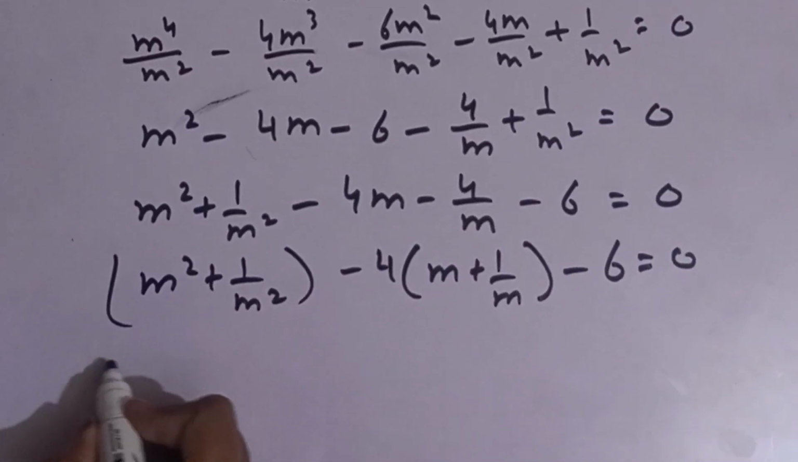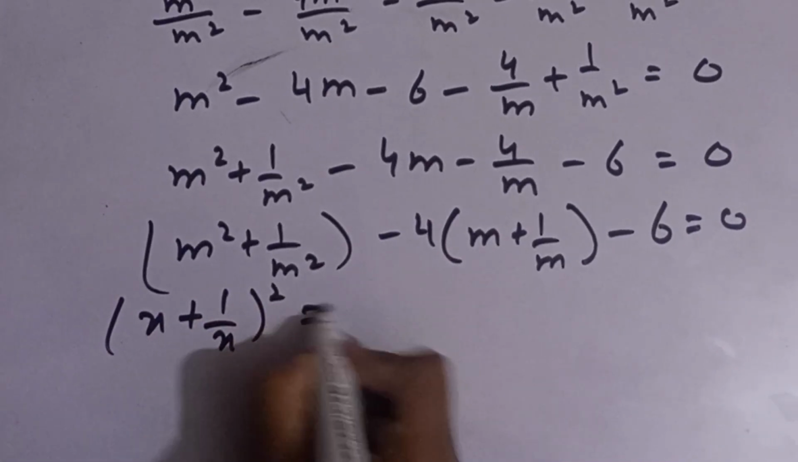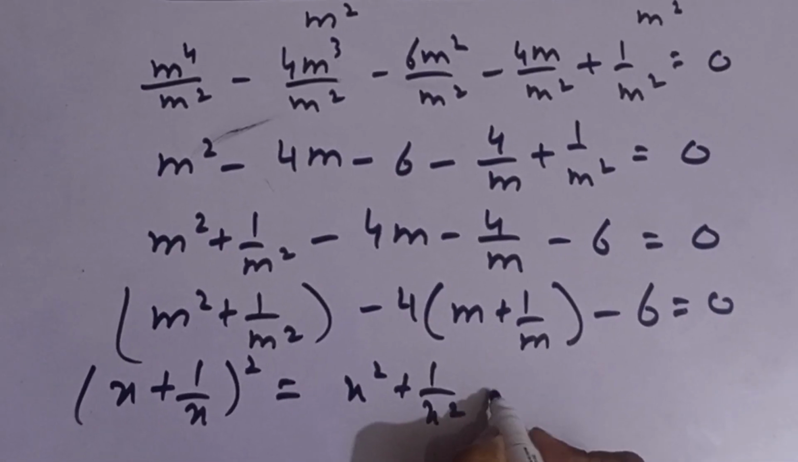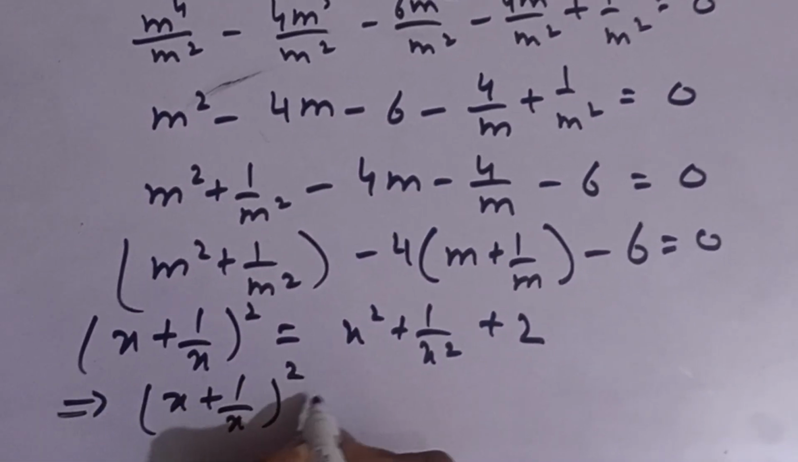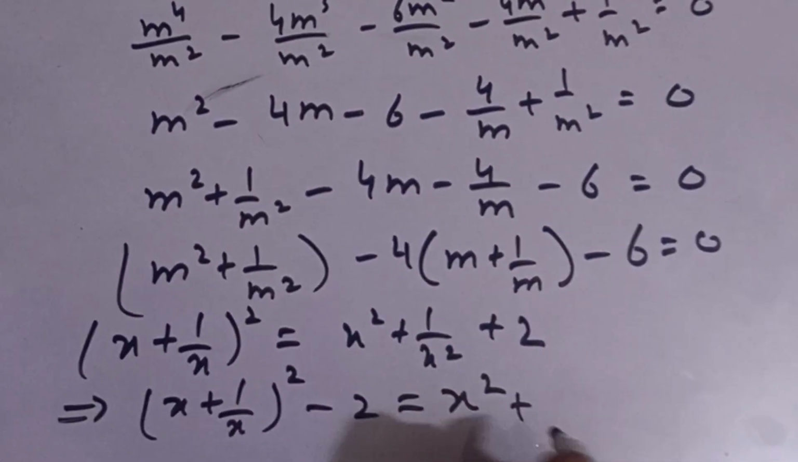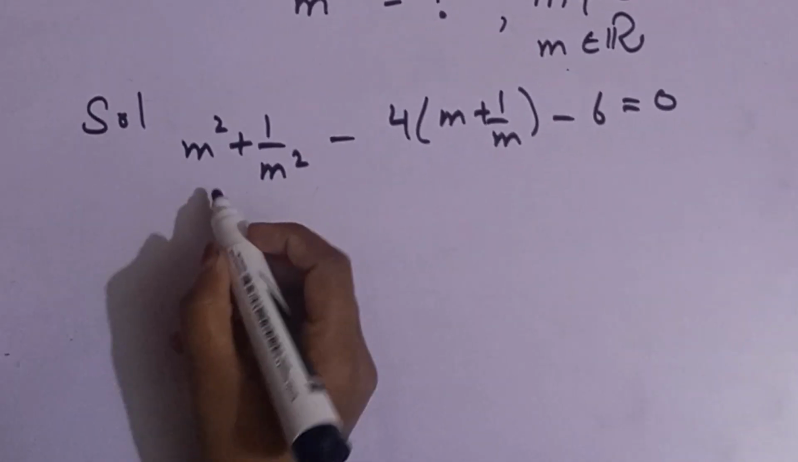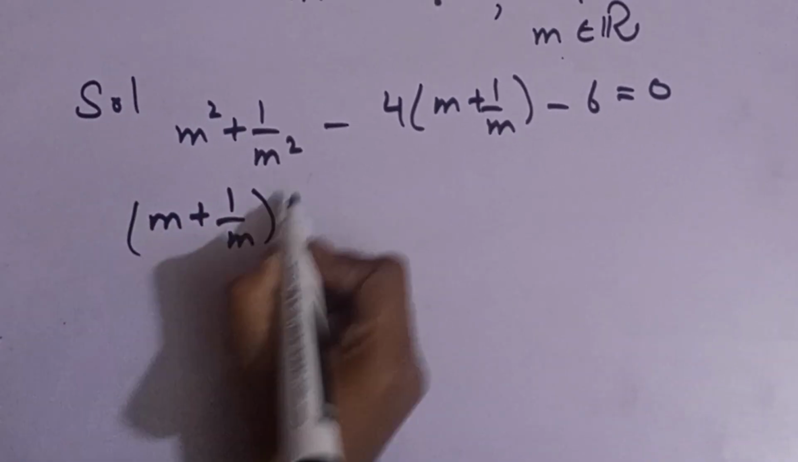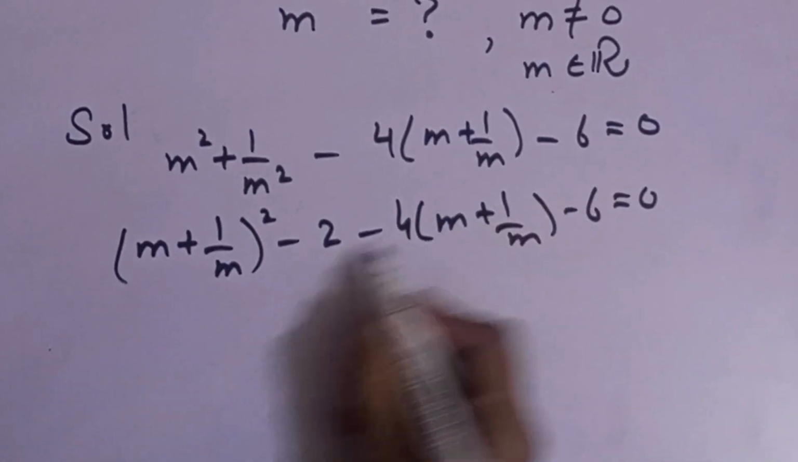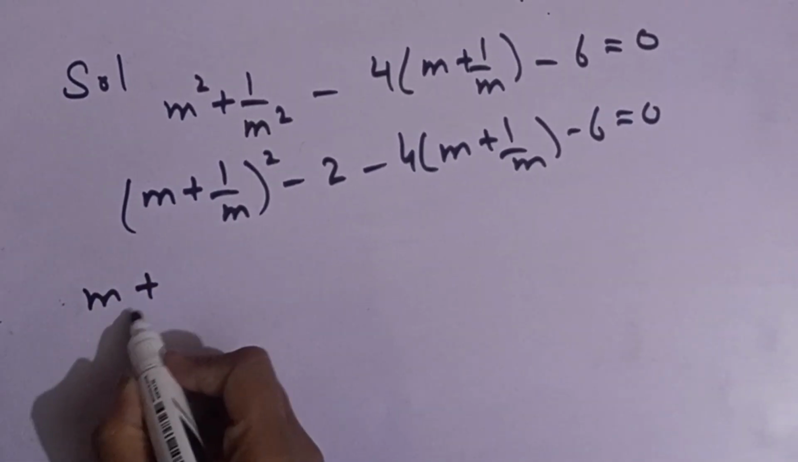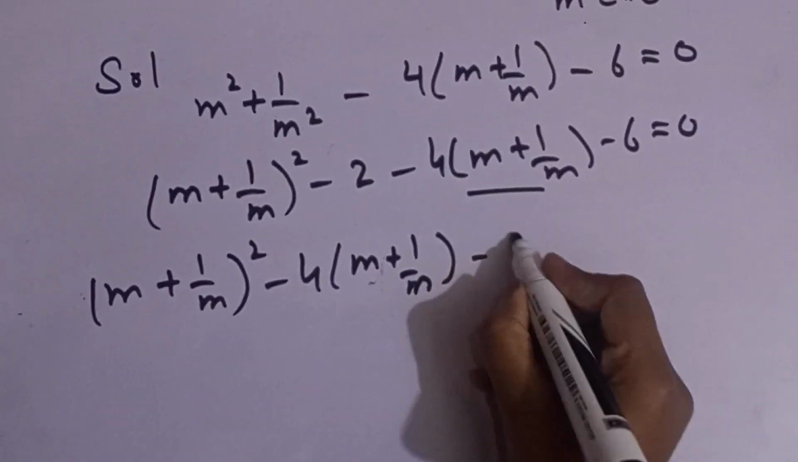Now in the next step, we use this identity, which is (x plus 1 over x) whole squared. This is equal to x squared plus 1 over x squared plus 2. So this implies (x plus 1 over x) whole squared minus 2 is equal to x squared plus 1 over x squared. We write this term using this identity as (m plus 1 over m) whole squared minus 2. We copy the remaining value. Now we simplify: (m plus 1 over m) whole squared minus 4 multiplied by (m plus 1 over m), and minus 2 minus 6 is minus 8. This is equal to 0.